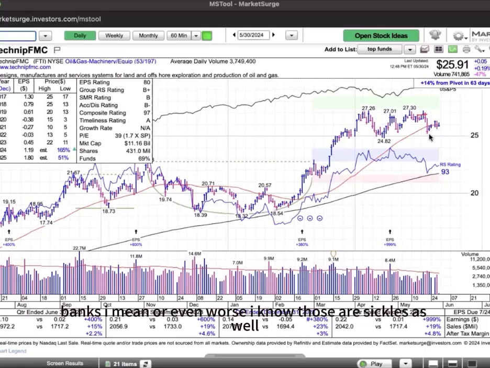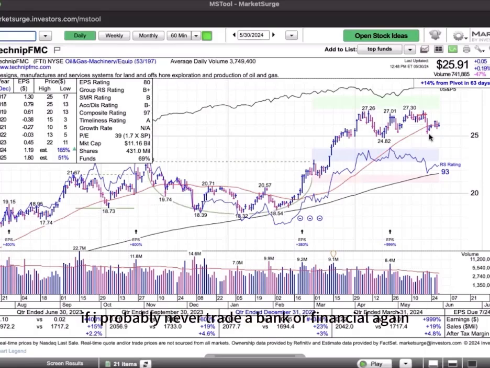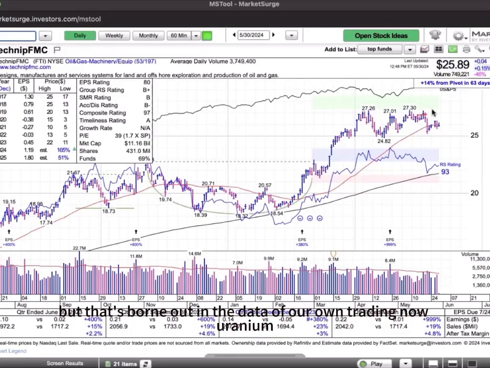banks, I mean, were even worse. I know those are cyclicals as well. If it were up to me, I'd probably never trade a bank or financial again, just because I haven't made any money there. I've found that these breakouts to new highs when the RS levels are a little bit higher or more obvious just don't work as well as some of the higher RS from the classic growth groups that Mark talks about in his books. But that's borne out in the data of our own trading.